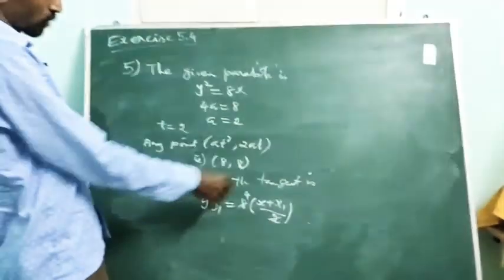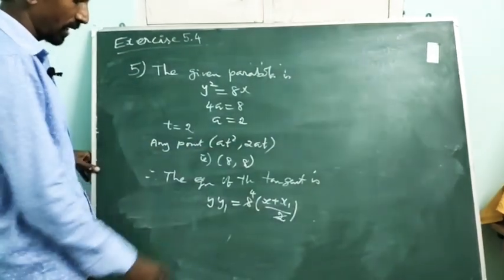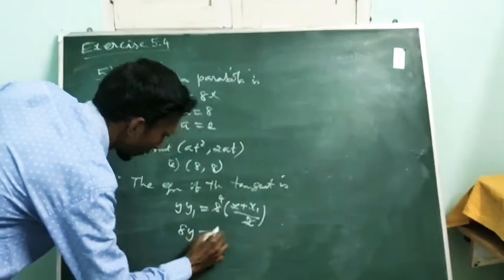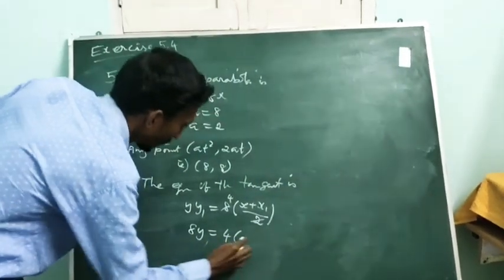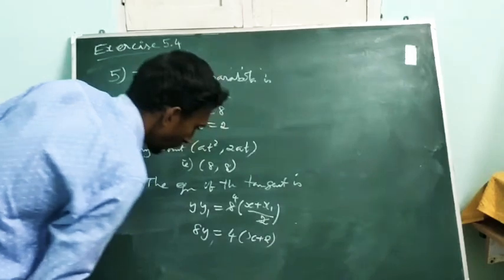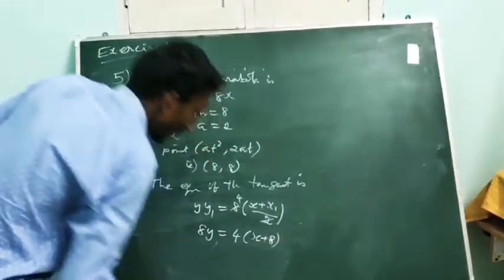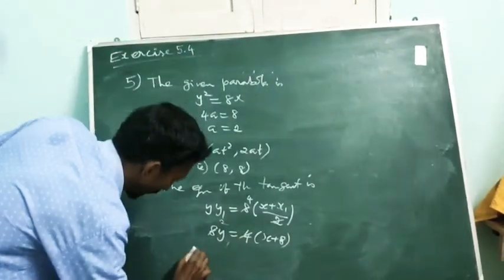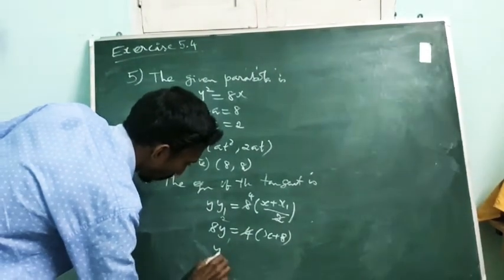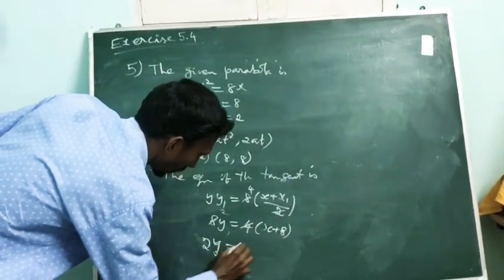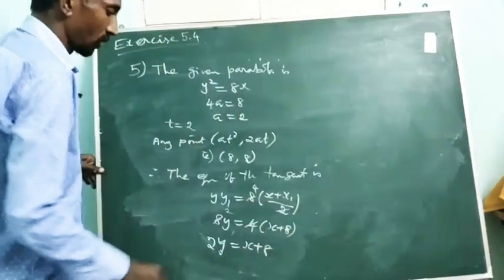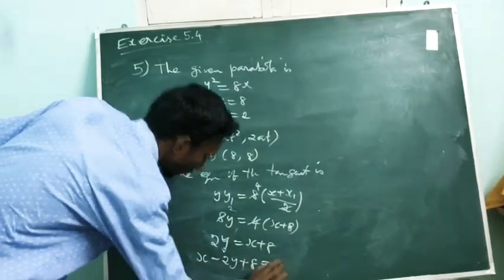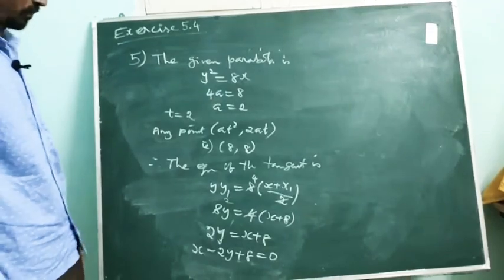Again here x1 comma y1 is nothing but this 8 comma 8. So put it here: 8y equal to 4 into x plus 8. So cancel this, 1 time, 2 time. So 2y equal to x plus 8. So x minus 2y plus 8 equal to 0 is the required tangent.